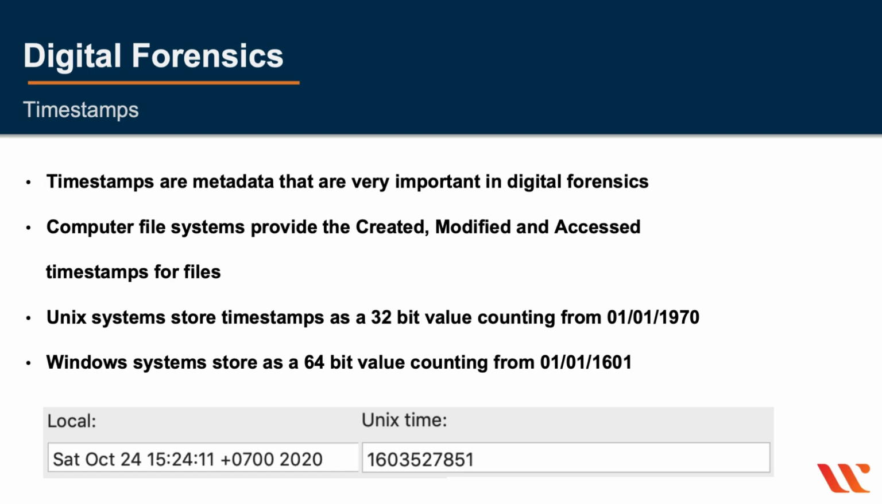For example, you have a local date and time of Saturday, October 24th, 2020, and a time of 3 p.m.